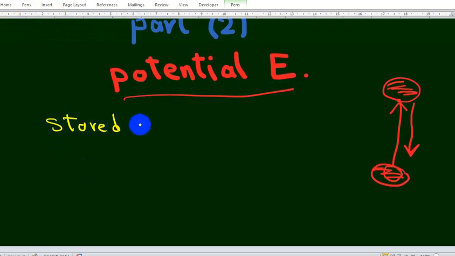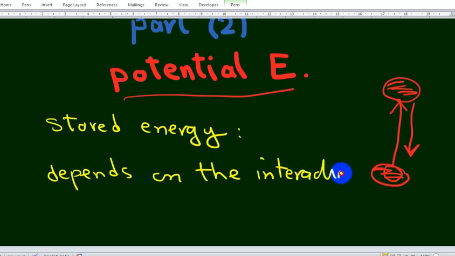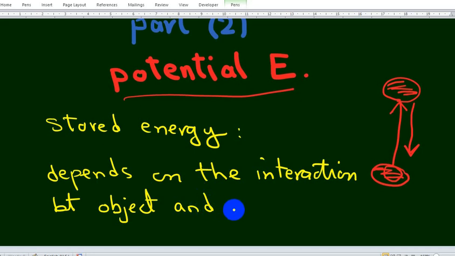Stored energy. And it's called potential energy because the object has the potential to move, because it stores potential energy. And it depends on the interaction between an object and its surroundings or its environment.